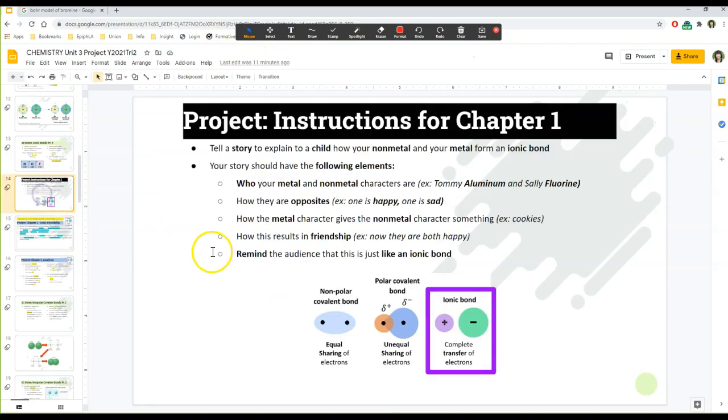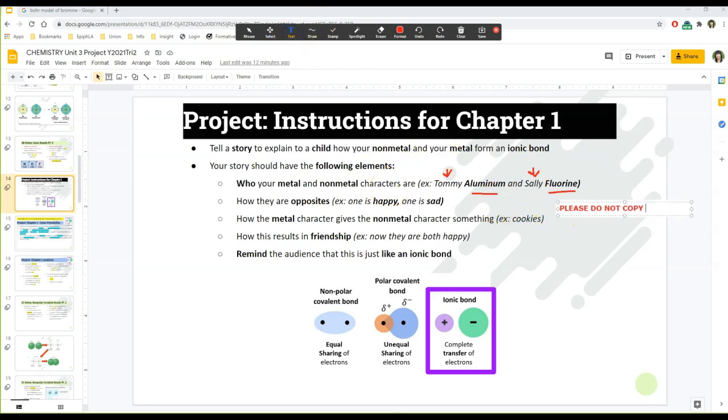All right, so now we're going to move on to slide number 14, where we talked about the story for the ionic bonds. We want to tell a story to explain to a child how a nonmetal and a metal form an ionic bond. So you're going to say, who are your metal and nonmetal characters? Make sure that you do include their actual names, so aluminum and fluorine, for example, but then also give them some fun first names like you see here. Please do not copy this example.